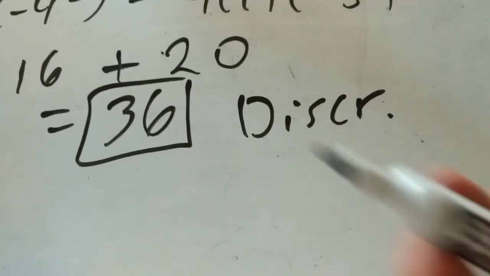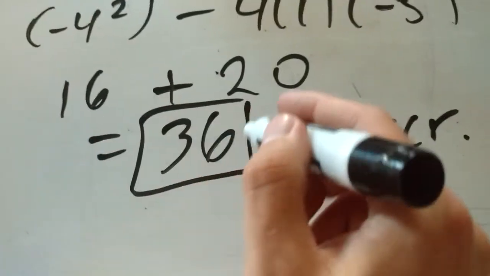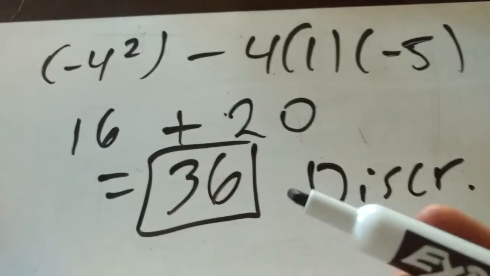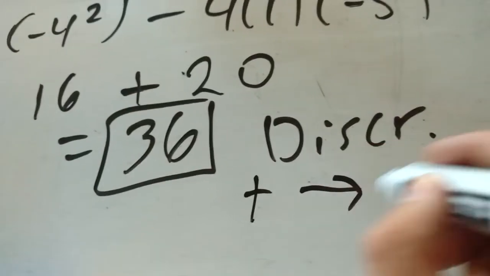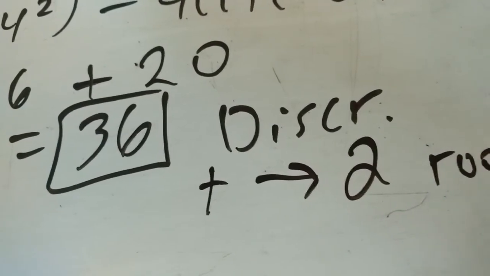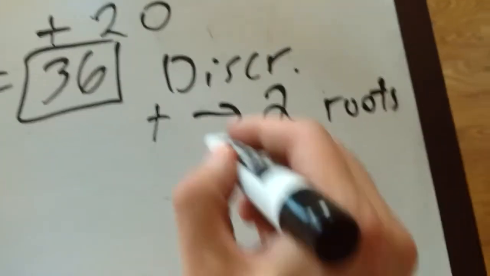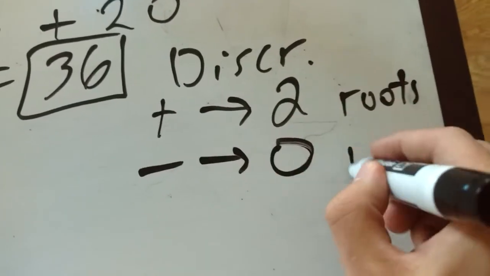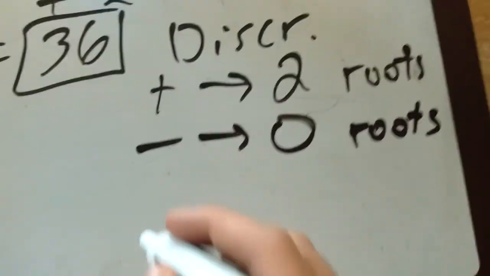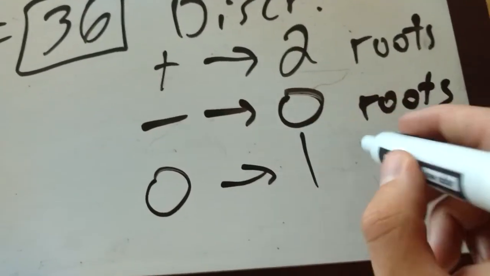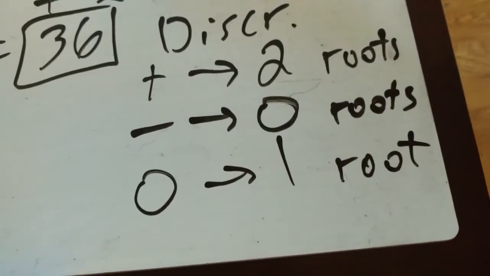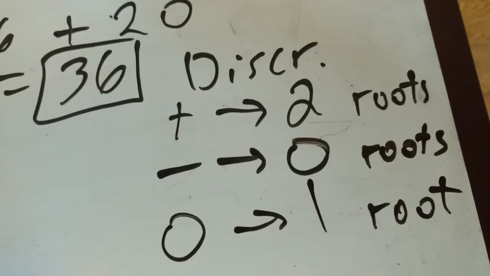So that's our discriminant, and the whole reason this is significant is because this is a positive number. If you have a positive number as a discriminant, that means we have 2 roots. If you had a negative number as a discriminant, there would be 0 roots. And if you had 0 as a discriminant, that would mean there is 1 root. So just something useful to know. It can help us find the other roots.